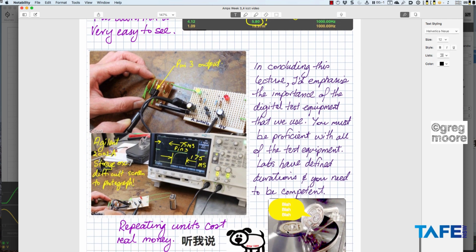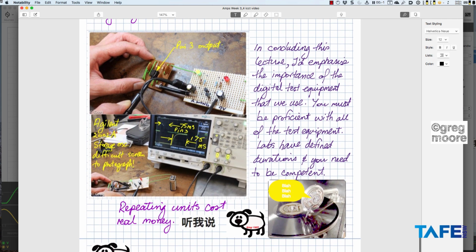In concluding this lecture, I'd emphasize the importance of digital test equipment, the oscilloscope especially, and the digital signal generator. You must be proficient with all of the test equipment. Labs have defined durations. You need to be competent. I still find people are just taking too long with the equipment, and we really do not have the time to spend with the equipment. If we've covered the equipment once, you're expected to be able to keep competent with that for future lessons, and not have to work out what control settings have to be and how to read things on the screen. And don't forget, repeating units costs real money.